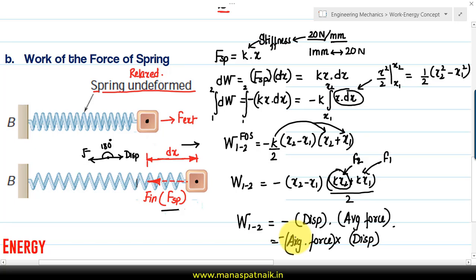I would suggest all of you to do this derivation once again by pushing the spring towards the left hand side. In that case, the spring in itself will generate a retaliating force in the right hand side direction. This F internal will be towards the right hand side. In that case, you can do the same derivation and you're going to get this same final result.